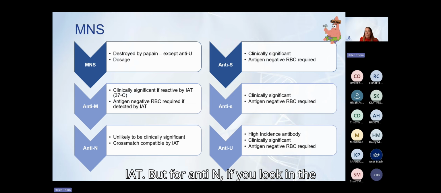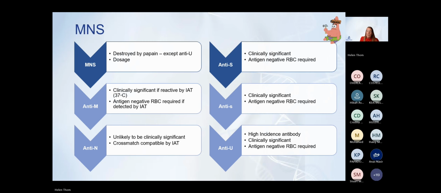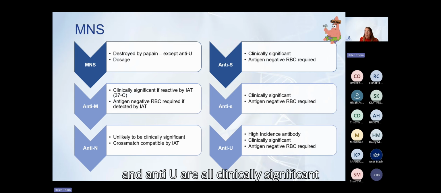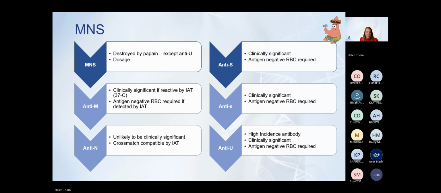But for anti-N, if you look in the guidelines, it's unlikely to be clinically significant. So actually, for this antibody, you only need cross-match compatible by IAT. Anti-big S, anti-little s and anti-U are all clinically significant antibodies, and all of those require antigen-negative blood. So you can see, even within the blood group system, these antibodies sort of behave the same way, but actually the clinical significance can change.